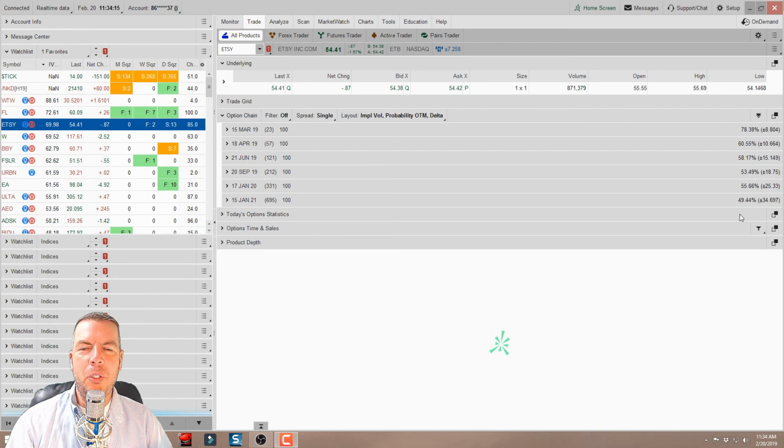Too many people don't understand the little nuances like this IV rank, and they buy options at the wrong time. They sell options at the wrong time, and they wonder why they can't make money trading options. But if you put in the time and you understand that stuff, you will be successful trading options.